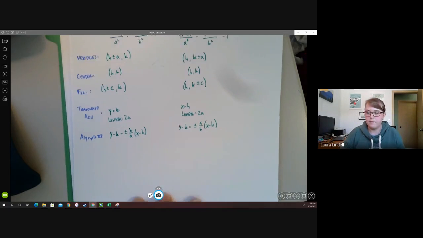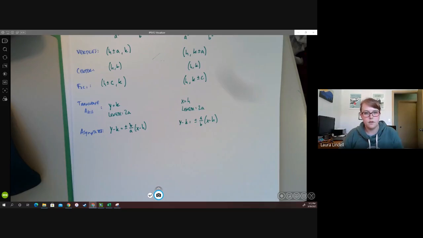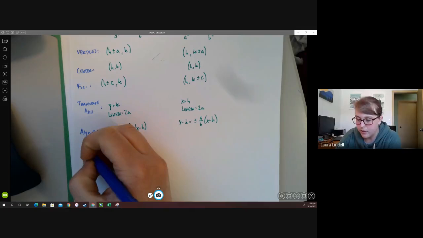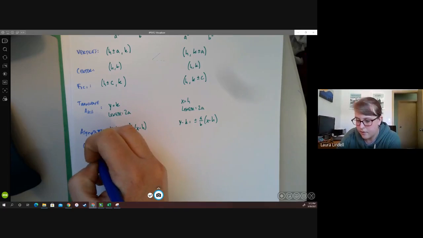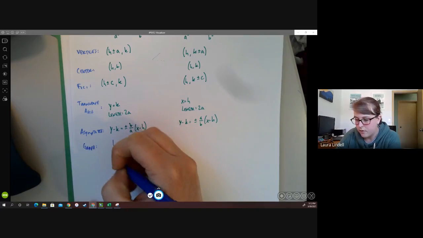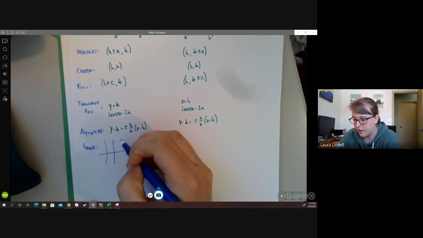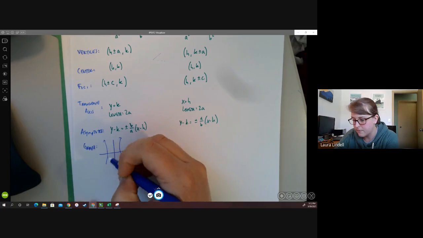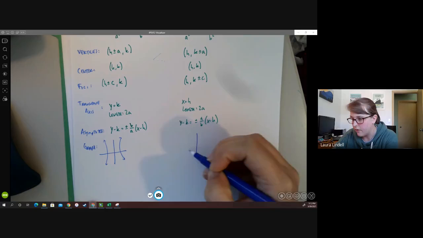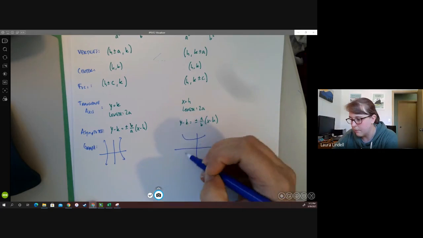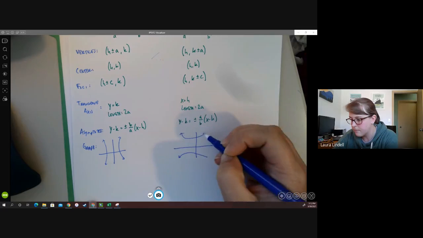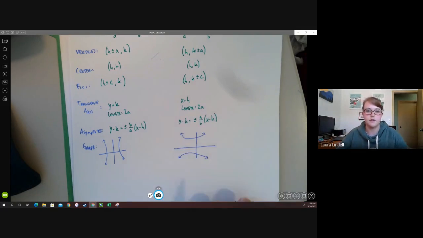Okay. And then what the graph would look like. If the transverse axis is horizontal, it might look something like this. If the transverse axis is vertical, it might look something like this. But that's just a rough sketch.